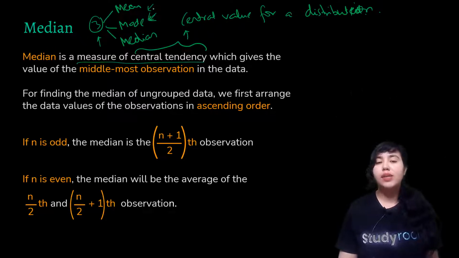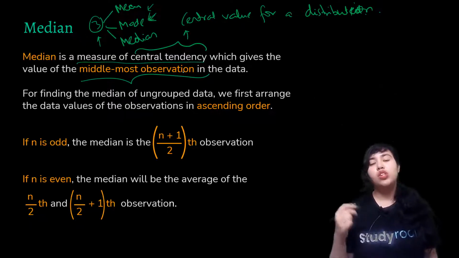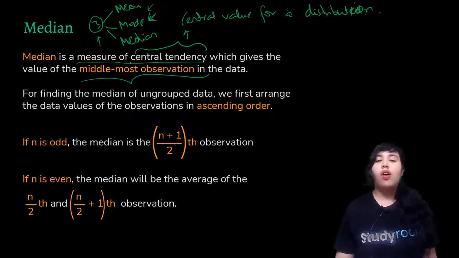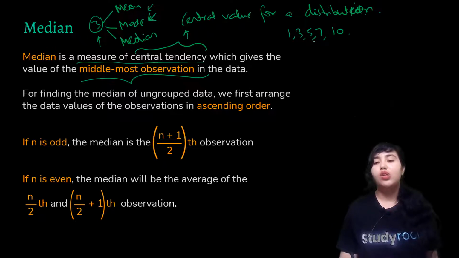So we've discussed mean and mode. We now move on to median. What is median? This is the middlemost observation in the data. But it's not always easy to spot. If I give you 1, 3, 5, 7, 10, what will be the middlemost value? This will be 5.